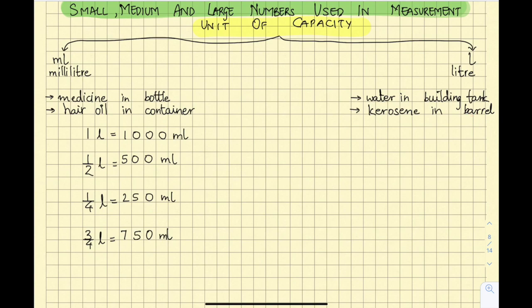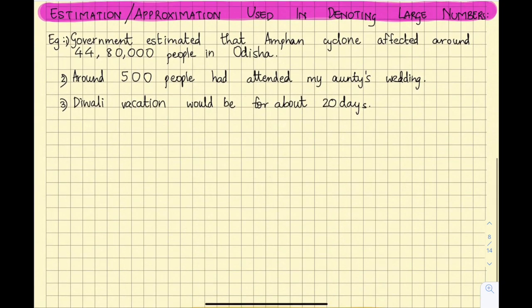Now 1 liter is equal to 1000 milliliter, half liter is equal to 500 milliliter, 1/4 of liter is half of liter, half of 500 is 250 milliliter, and 3/4 of a liter is 750 milliliter. Now we move on to the next subtopic, that is estimation or approximation used in denoting large numbers.